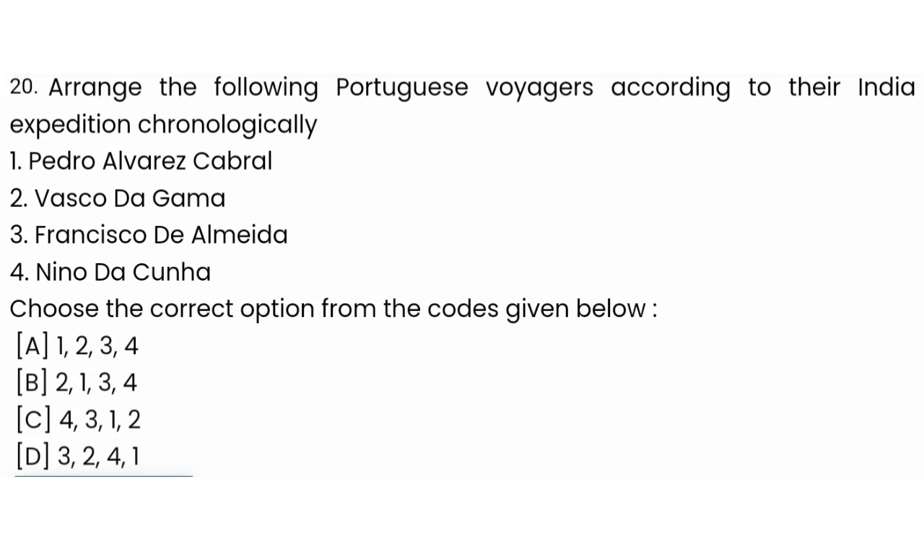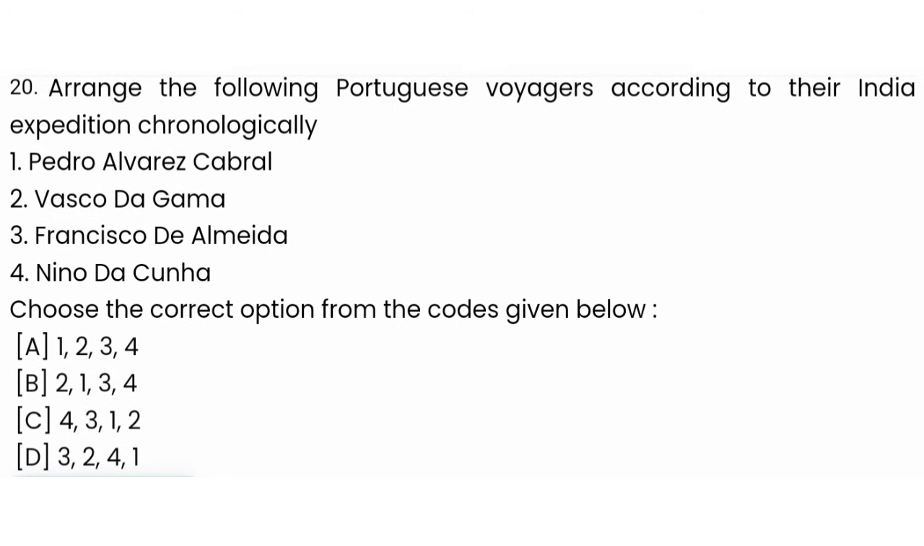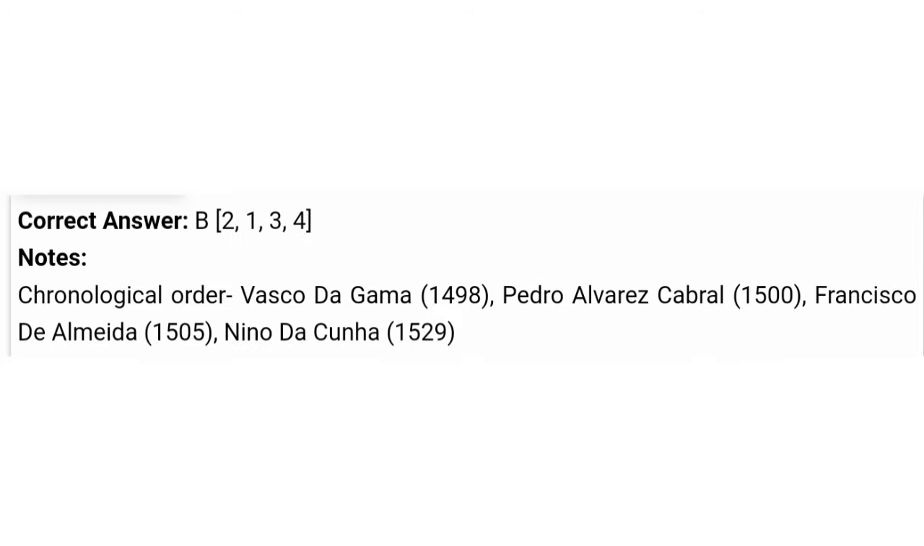Next question. Arrange the following Portuguese voyagers according to their India expeditions chronologically. And the correct answer is option number B, 2, 1, 3, and 4. You can look into the questions once again and you can rearrange it.